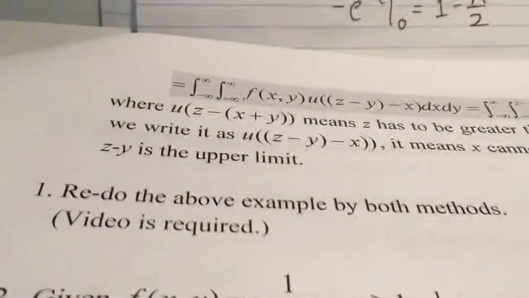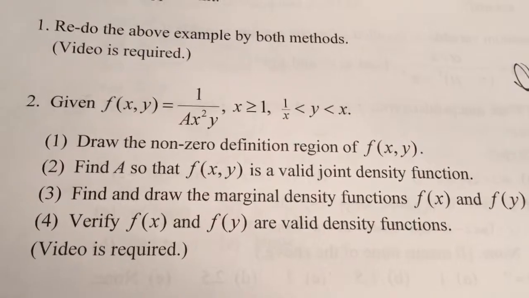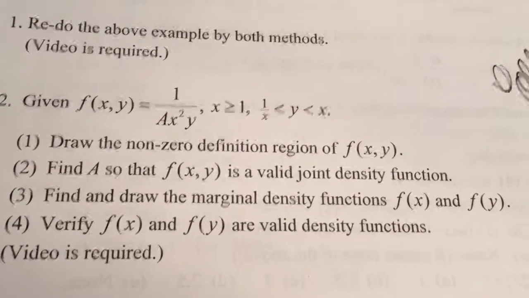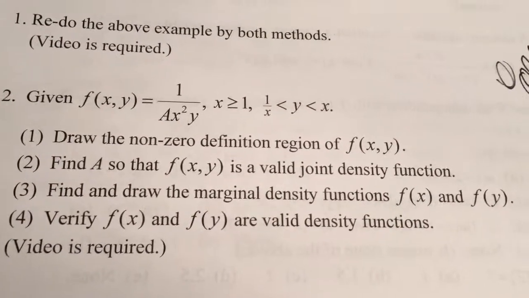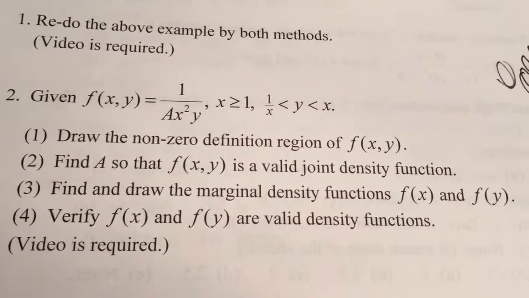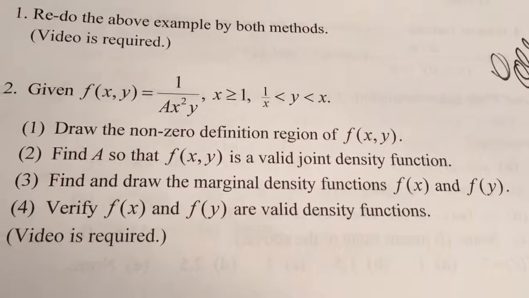Hey, so we are doing homework number 5, problem number 2. Given f(x,y) = 1/(2x²y), where x is always greater than or equal to 1, and y is between 1/x and x, non-inclusive. Draw the non-zero definition region of f(x,y).